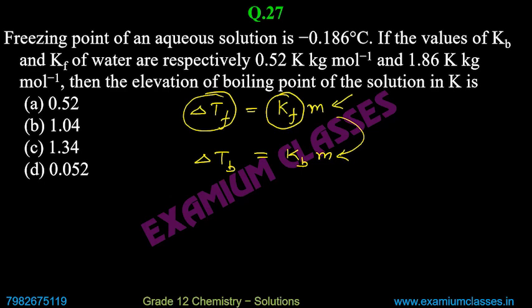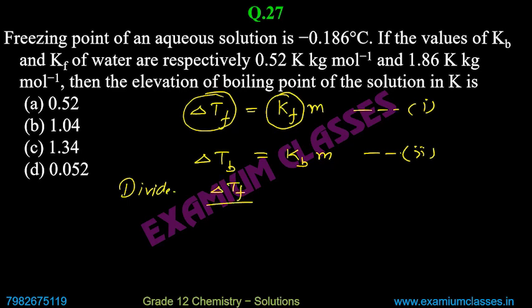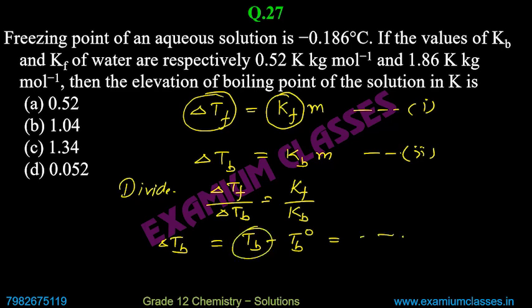Okay. And for that, you don't even need to calculate M. Remember, in all such cases, don't ever calculate M. Write both the equations, first and second, and divide. When you divide, you will get delta TF divided by delta TB equals KF divided by KB. Substitute the values, get delta TB. Delta TB is actually TB minus TB naught. So whatever value you get from there, you can get TB because TB naught is 100 for water.